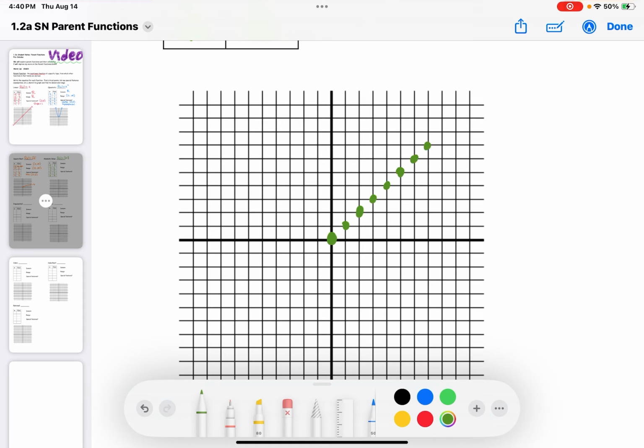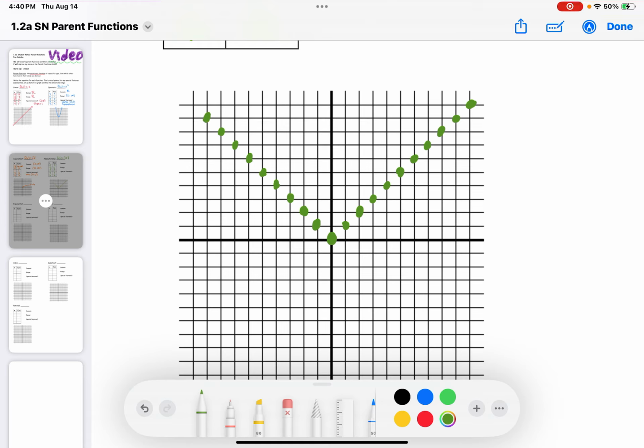The absolute value of any positive number is that same positive value. Now, on the left, on the negative side, the absolute value of a negative number is its positive. So the absolute value of negative 1 is positive 1. The absolute value of negative 2 would be positive 2. Negative 3, 3, and so on.